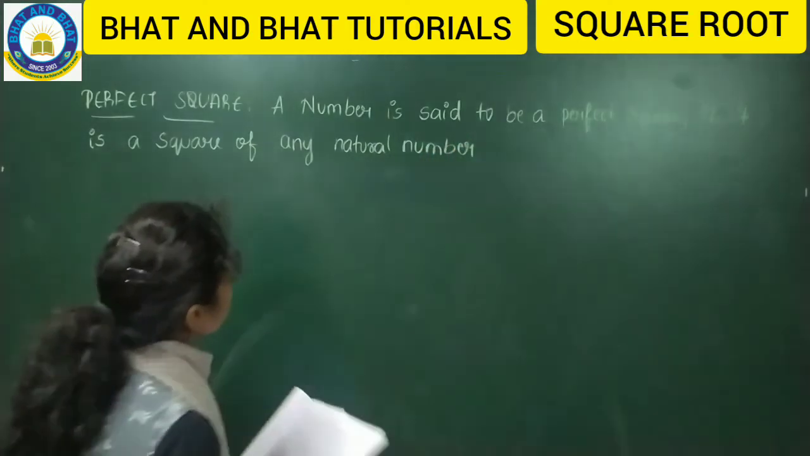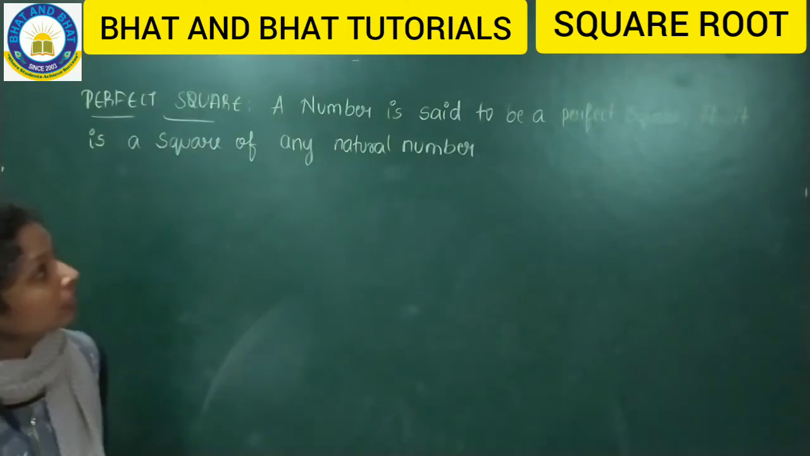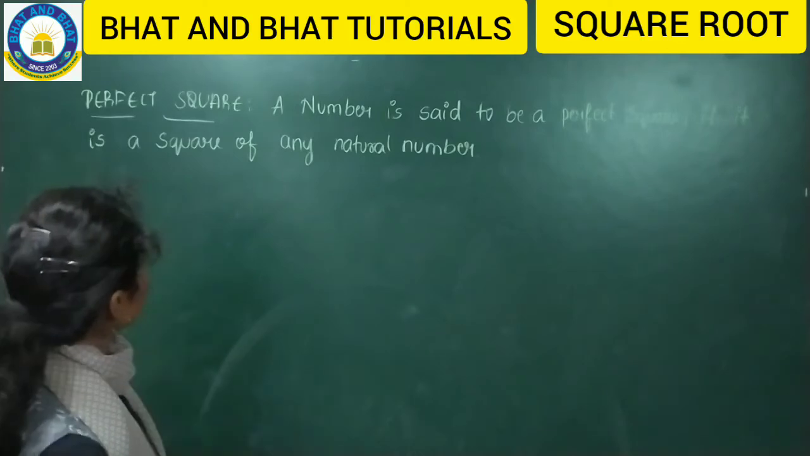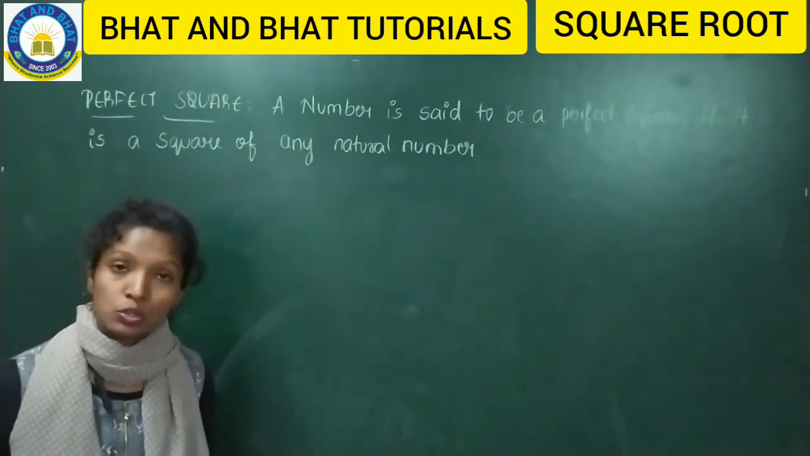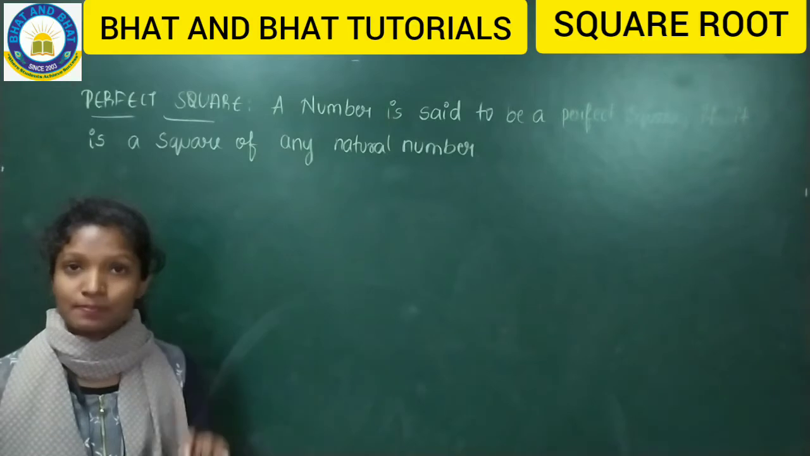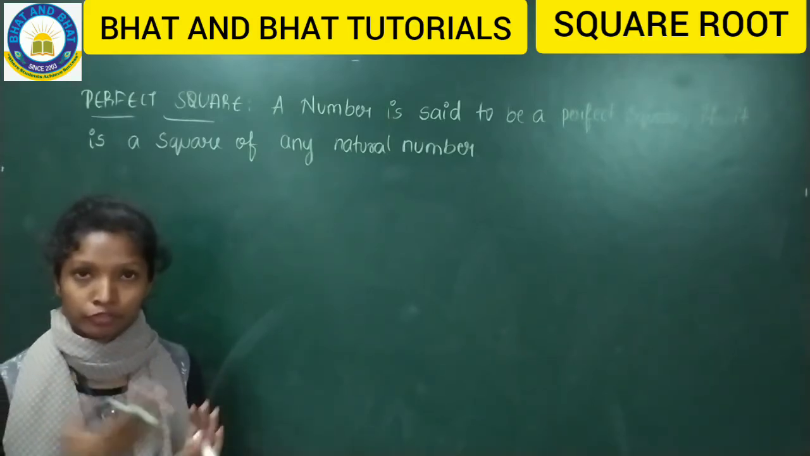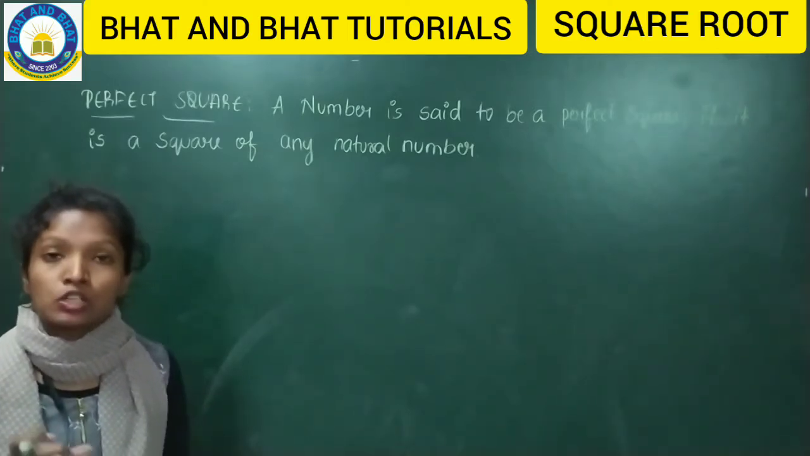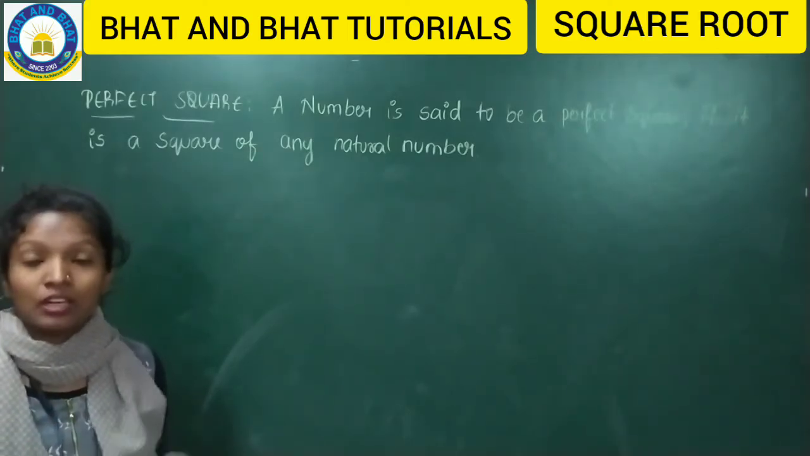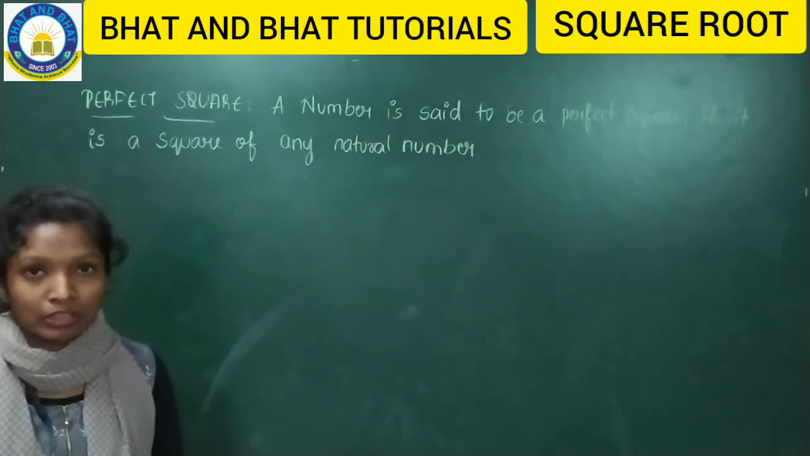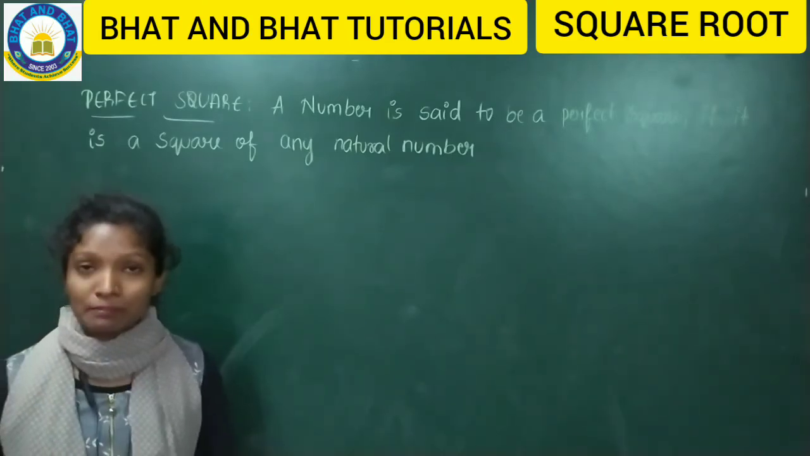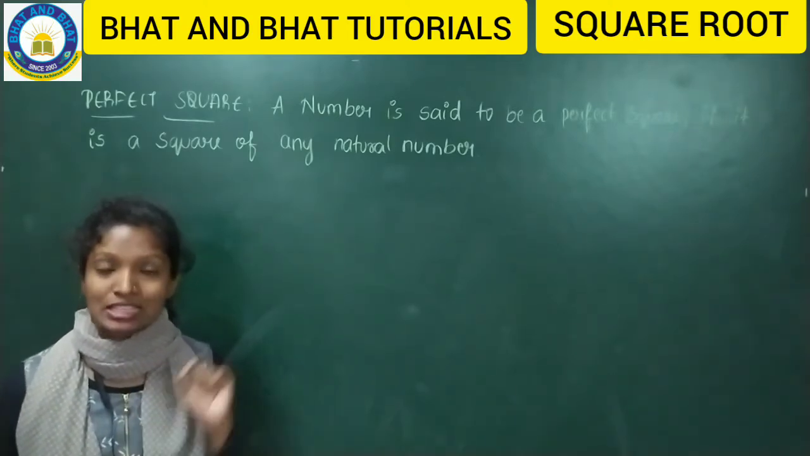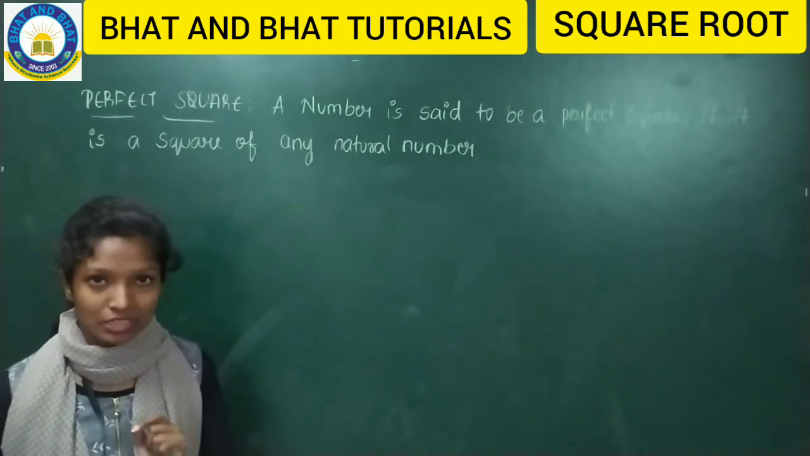See here, a number which is said to be a perfect square if it is a square of any natural number. So what is a natural number? Except 0, whatever numbers we have from 1 to infinity are natural numbers. That number must be easily divisible, easily multipliable, and at that time we will call it a perfect square. So keep in mind students, the perfect square is always a positive integer only.